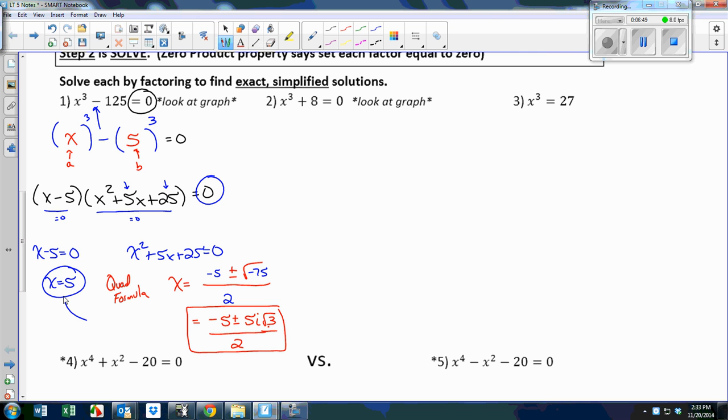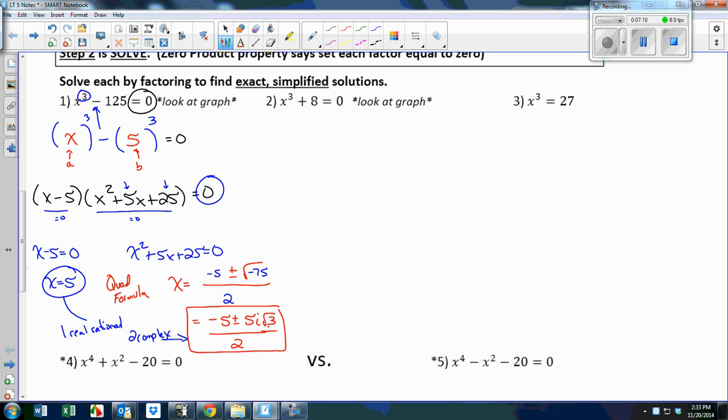So our final answers, one of them is real and rational, and the other two are complex, for a total of 3 answers, and it was a degree 3. We've already picked up on this pattern. Degree 3s have 3 answers. Degree 2s have 2, and so forth.